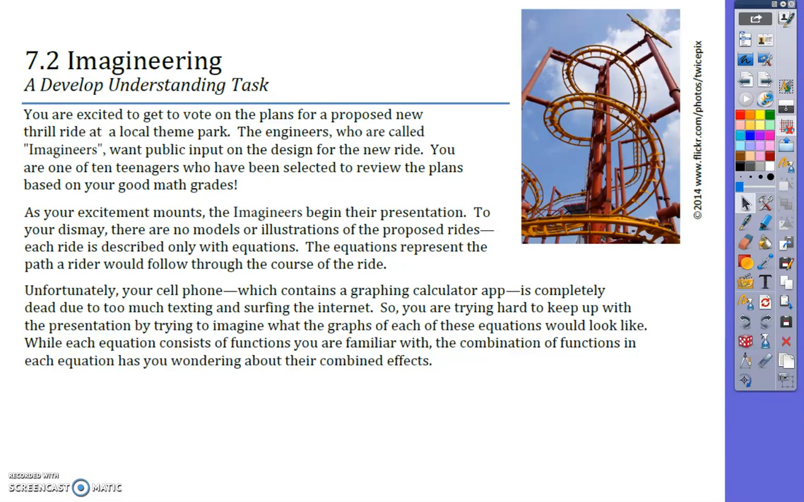Alright, so in 7.2, we're dealing with some very different things. This one's a little strange, but it's kind of interesting. We're excited to vote on plans for a new proposed thrill ride at a local theme park. The engineers, who are called the Imagineers, want public input for the design for the new ride. You are one of the 10 teenagers who've been selected to review the plans based on your good math grades.